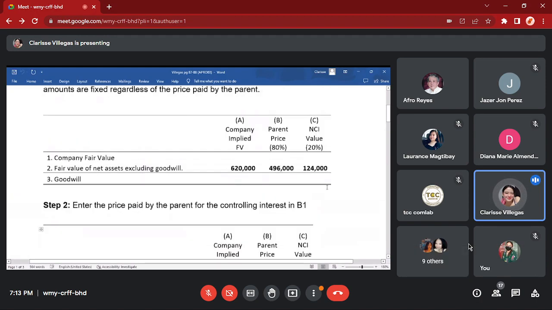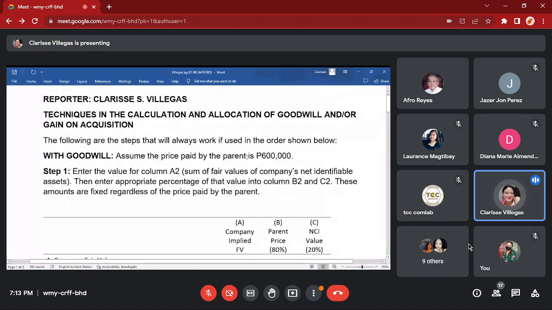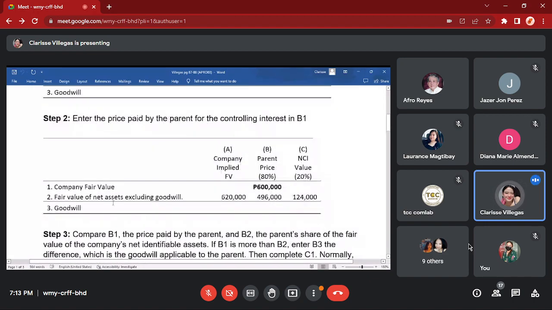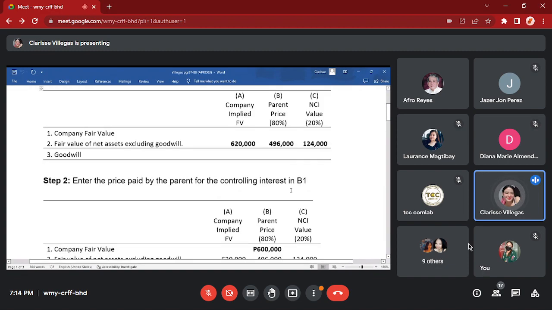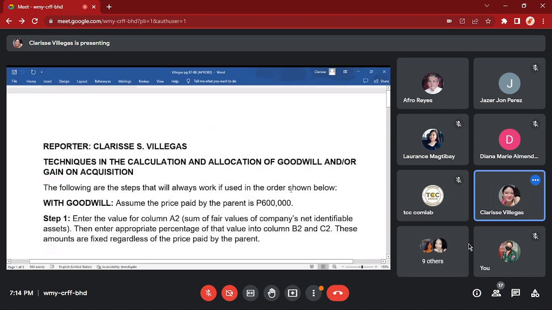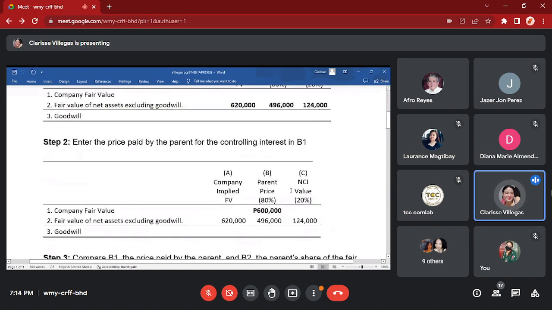Step 2, enter the price paid by the parent for the controlling interest in B1. Sa step 2, ilalagay na natin yung assume the price paid by the parent, yung 600,000. Company fair value of A, company implied fair value is wala. B, parent price 80% is 600,000. Yun yung price paid by the parent na i-assume. C, NCI value 20%, wala din. Number two, fair value of net assets excluding goodwill is 620,000 for A, 496,000 for B, and 124,000 for C.